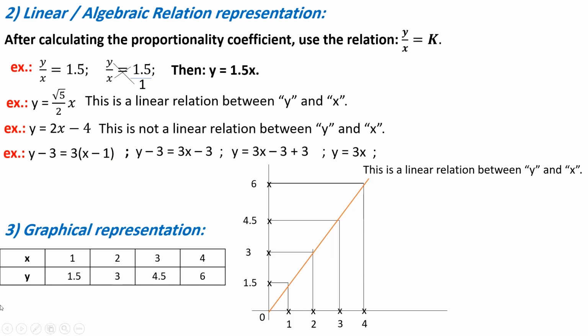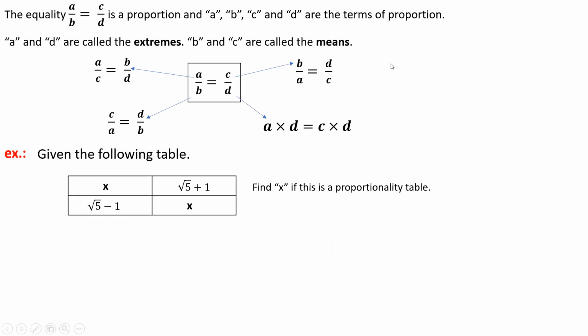Another representation is the graphical representation. We represent it as a graph. So for every value x, there corresponds a value y. If I have 1x, so y is 1.5. If it's 2, y is 3. If it's 3, y is 4.5. If it's 4, y is 6. Now I join all these. This is the graph of the proportionality coefficient of y to x. Here we are writing y in terms of x.